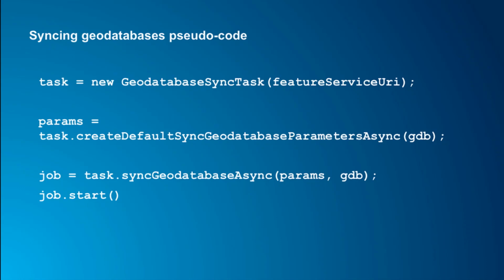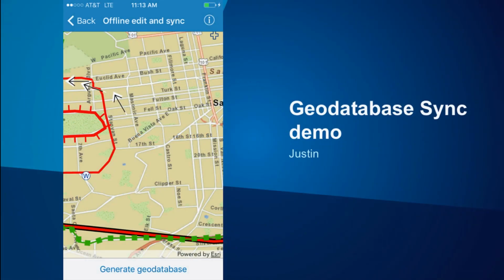Pattern's exactly the same. You create a new geodatabase sync task, you create the default parameters, you create the sync geodatabase method. We probably should have called that synchronized geodatabase if we were going with really long names, but I think sync's fair enough. It creates you a job, you start that job, you monitor for its status, and when it completes, the geodatabase has been synchronized and you've got the latest data in there. So that's the pseudocode. Best thing to do, of course, is to hand over to Justin for a demo.